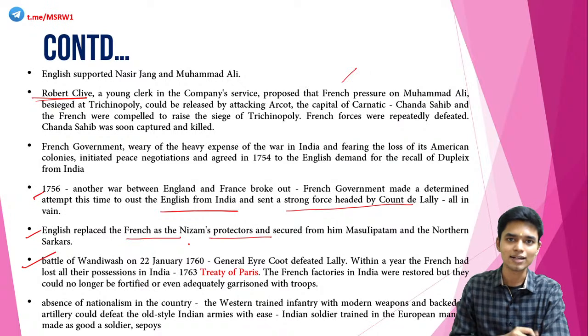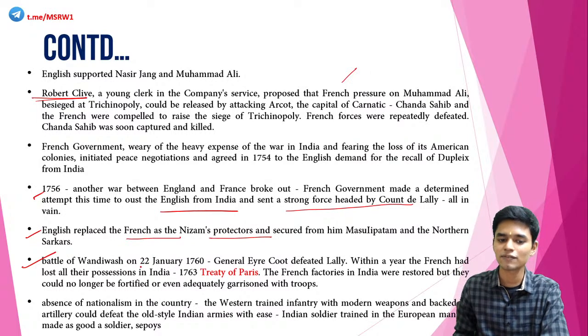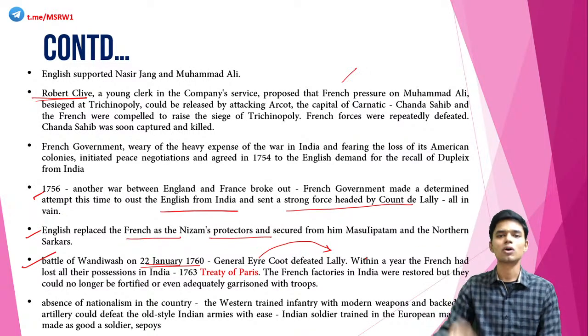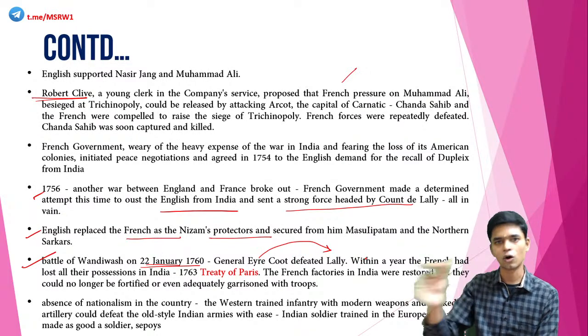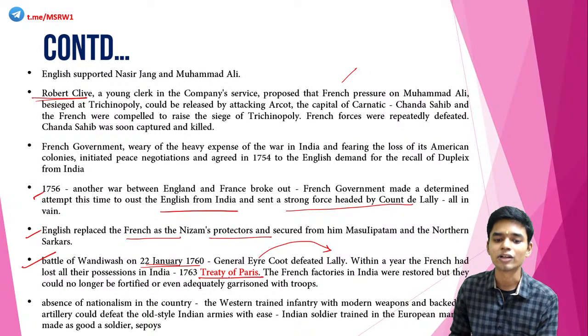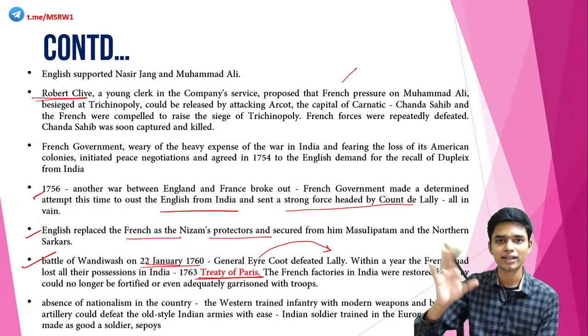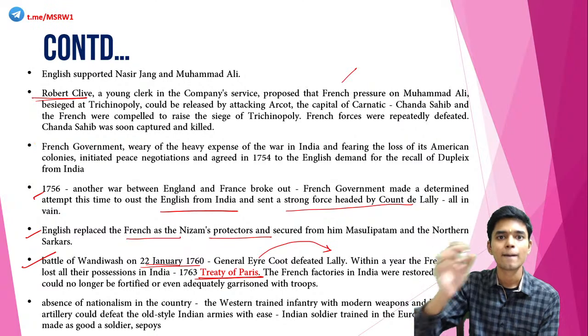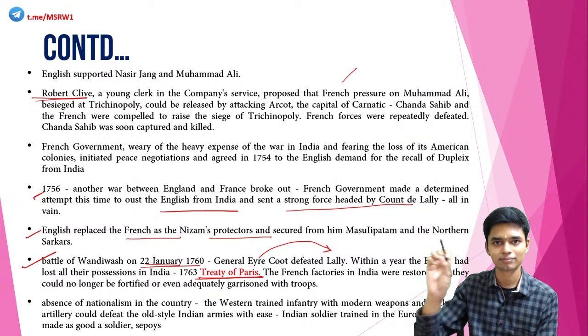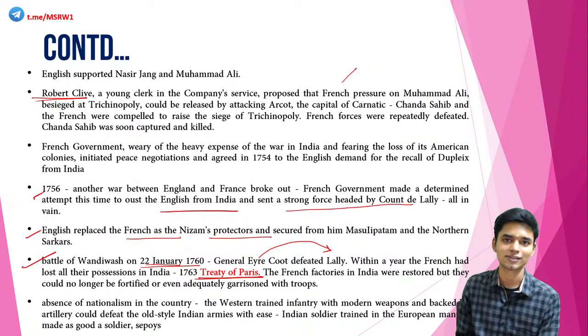In this very decisive battle, on the 22nd of January 1760, General Eyre Coote of England defeated Lally of France. Within a very short period of time, France lost all their possessions in India, and finally in 1763 they signed the Treaty of Paris. According to this treaty, all the French factories in India were restored to France, but they were not allowed to fortify. They could not even place a proper garrison in these factories.